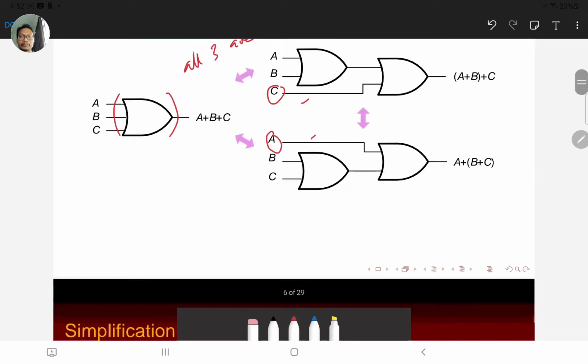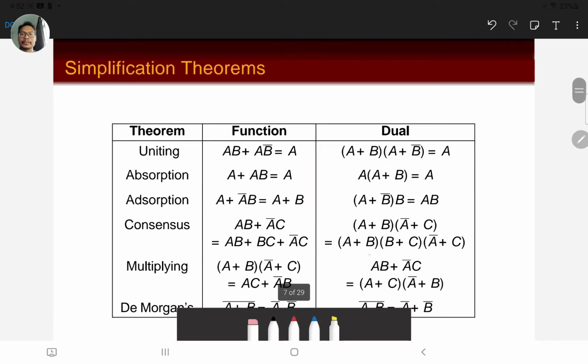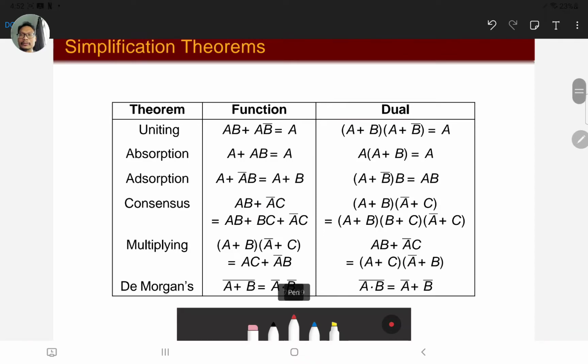Okay, let's move on. Now we move on to the simplification theorems. Let's have a look. We have 1, 2, 3, 4, 5, 6, including De Morgan's down there. So the uniting theorem is if we have AB plus AB bar, then we can simplify it to simply A. If you can imagine, you have two AND gates with a B inverted.